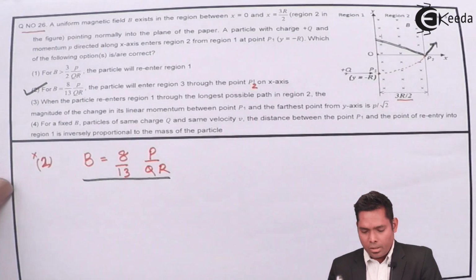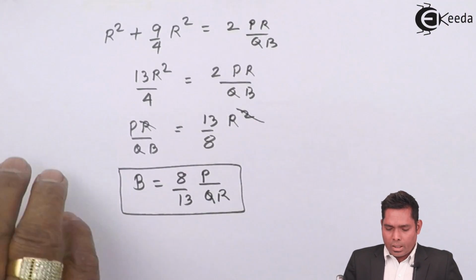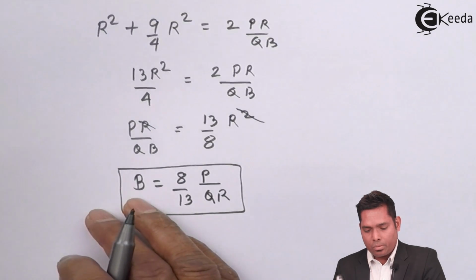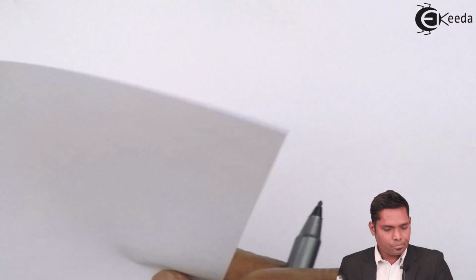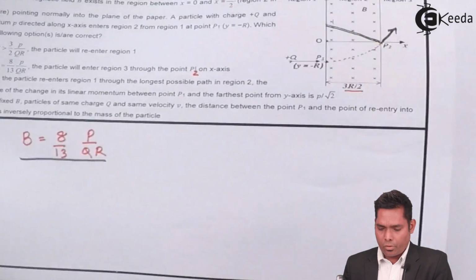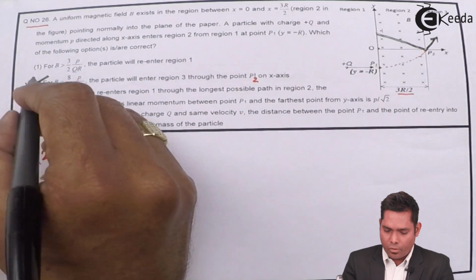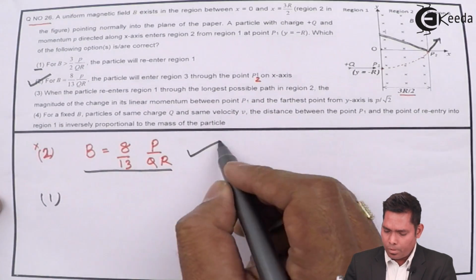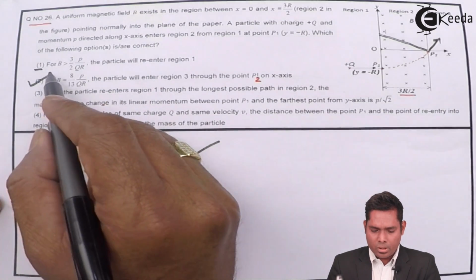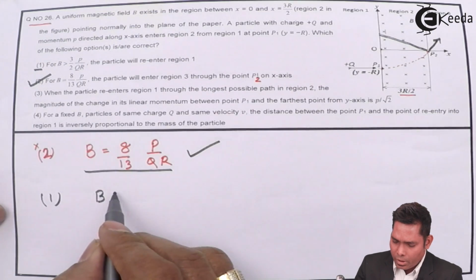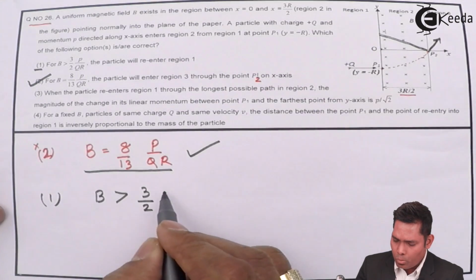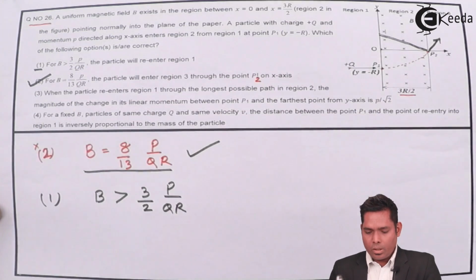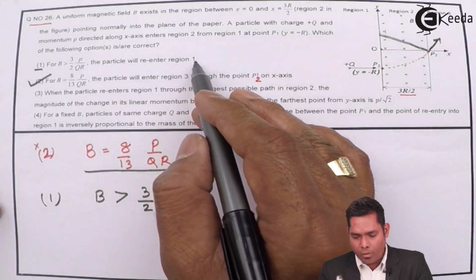This part is clear. Now we will see the second option or first option. The second option is correct, and we'll move to the first option. What is the first option? That will write here. The first option is B greater than 3 by 2 P over QR. The particle will enter the region 1.